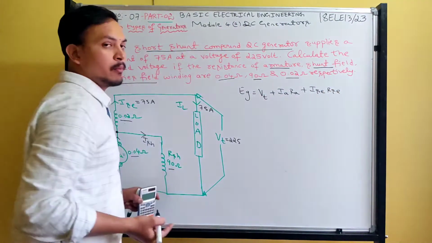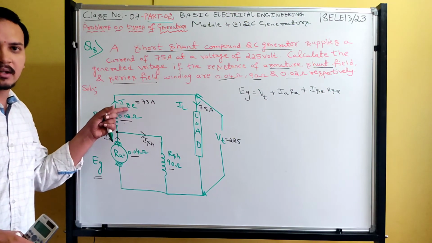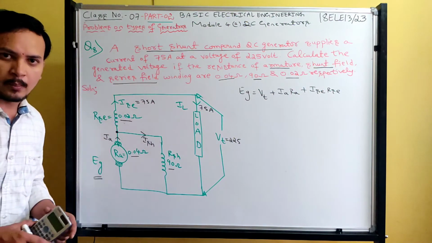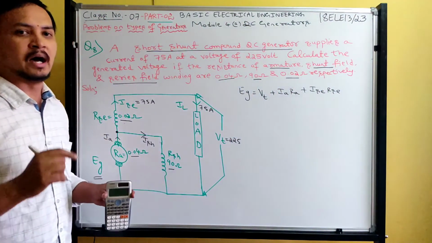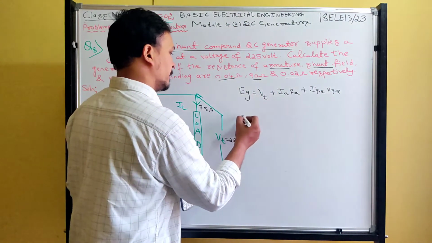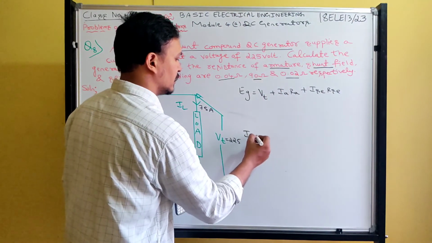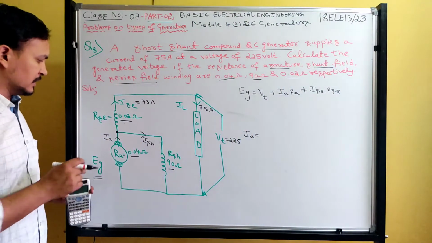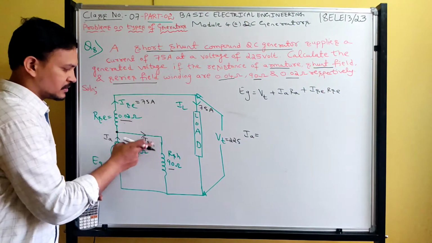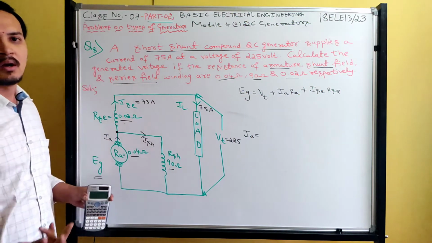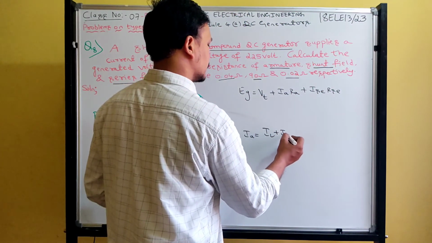Don't take Ia as a common factor. The series field current is different in a short shunt compound generator. Now, you have to find the value of Ia, so later we can substitute here. We can find the armature current. What is Ia? Apply KCL at this node. Load current plus shunt field current is equal to what? Armature current. So IL plus ISH.